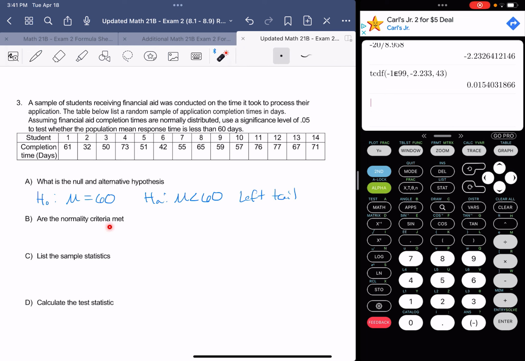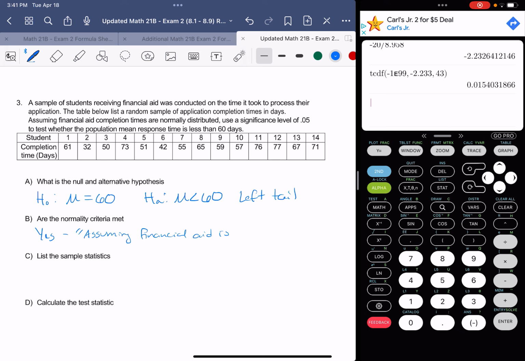Part B, are the normality criteria met? Yes. Why? Normally distributed. It says it right here: financial aid completion times are normally distributed. If it didn't say that, then you would check to see if the sample was larger than 30.